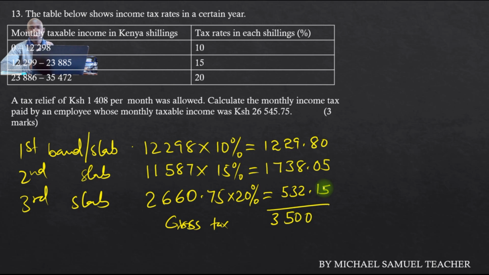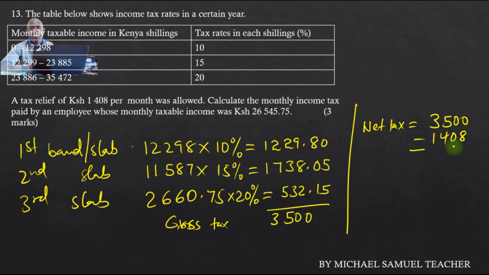So the net tax is the tax due minus the tax relief we were given of 1,408. It is always subtracted from the tax due, so we shall end up getting 2,092 shillings.